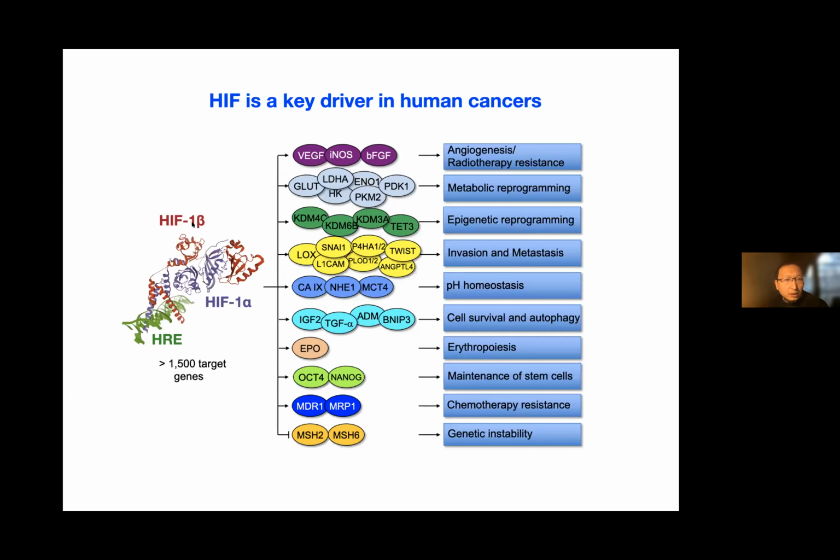HIF binds to the hypoxia response element to enhance over 1,000 downstream target genes in cancer cells. Those target genes are involved in many important aspects of cancer biology, for example, angiogenesis, metabolic reprogramming, epigenetic reprogramming, invasion and metastasis, and also cancer stem cell maintenance. So HIF is considered a key driver of human cancer progression.